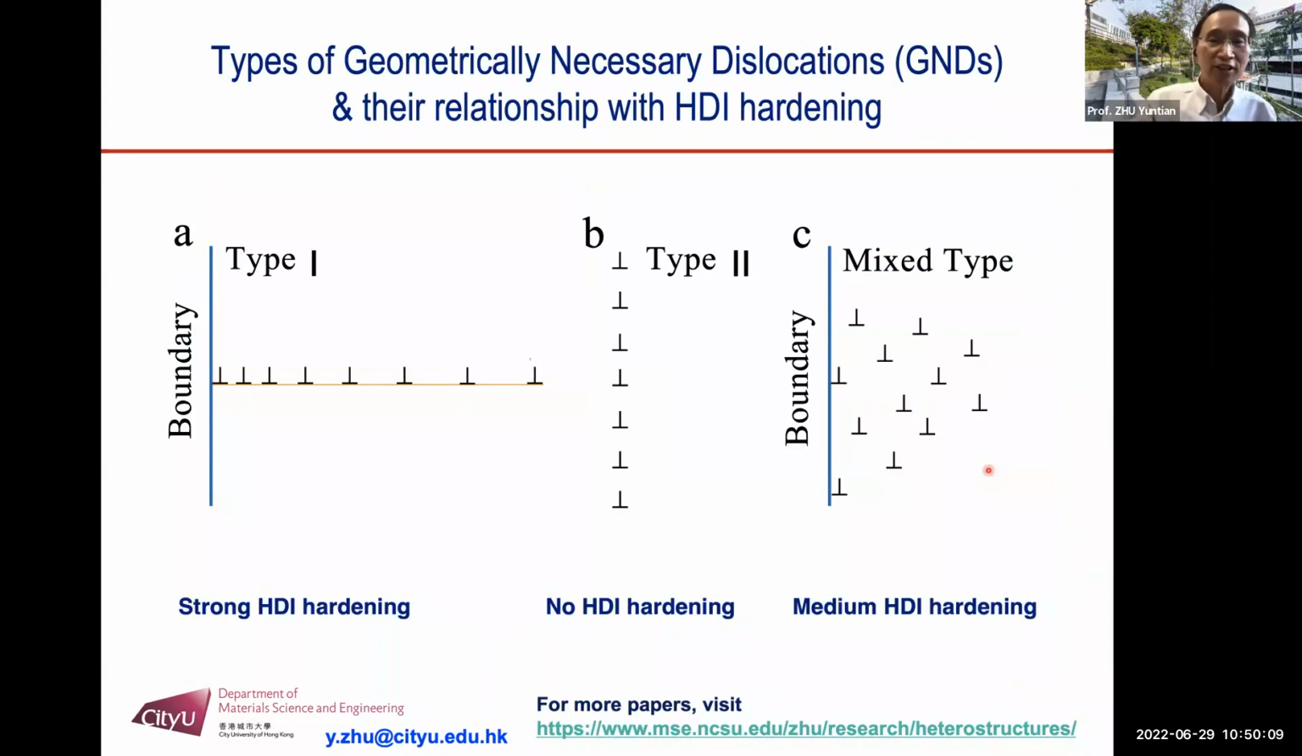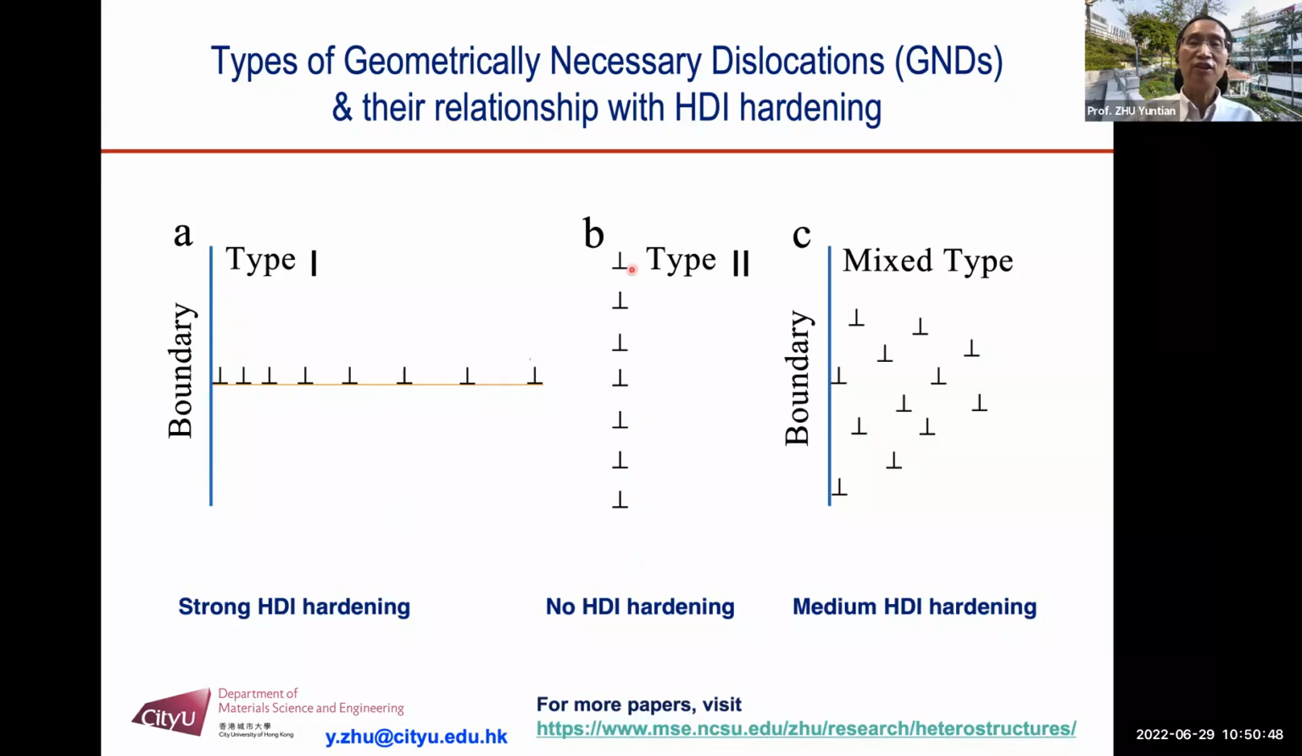Here's how the GNDs can rearrange themselves. The GND structure: how can they rearrange? The first type, of course, is if all the GNDs pile up along a slip plane. These produce a long-range internal stress, which is the back stress, and the back stress collectively will induce a forward stress, and then the forward stress and the back stress collectively produce HDI stress.